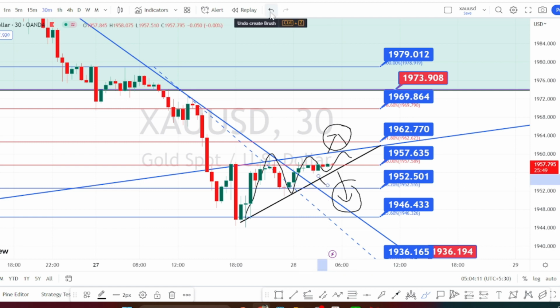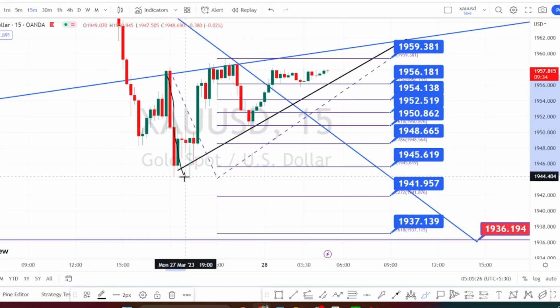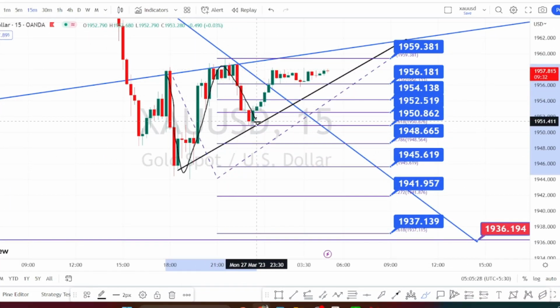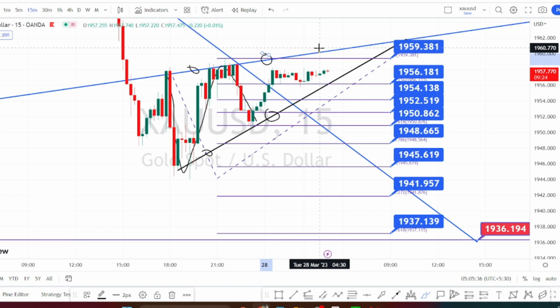Let us mark the support and resistance levels in 15 minutes time frame. So in 15 minutes time frame we are noticing the price action to be consolidating within this support line from the 30 minutes time frame and the resistance line from the 4 hours time frame. Wait for a directional breakout on the bullish side or on the bearish side in order to take a directional trade in 15 minutes time frame.